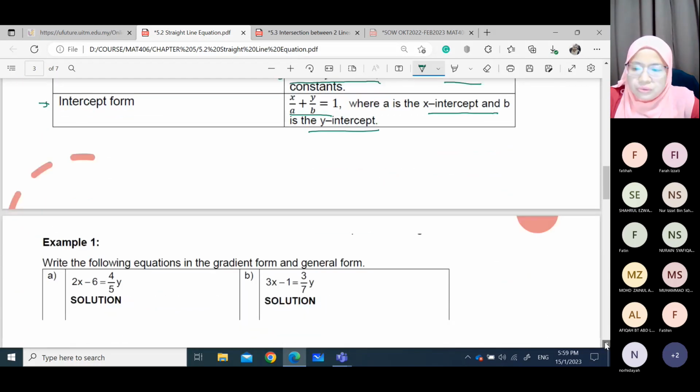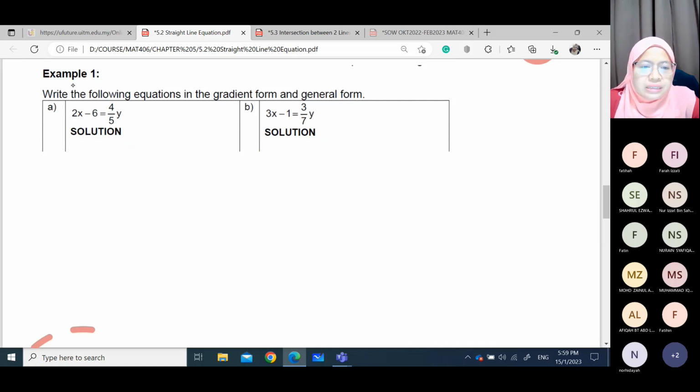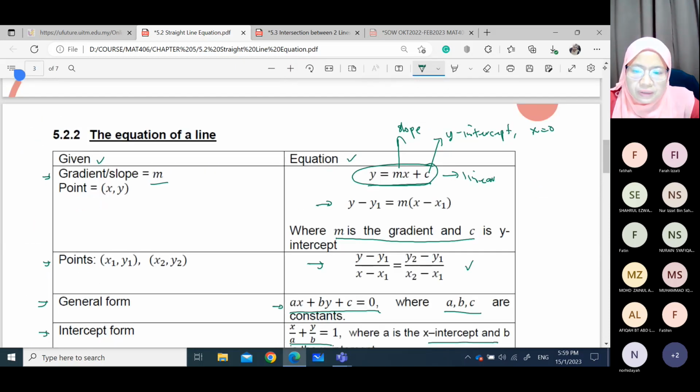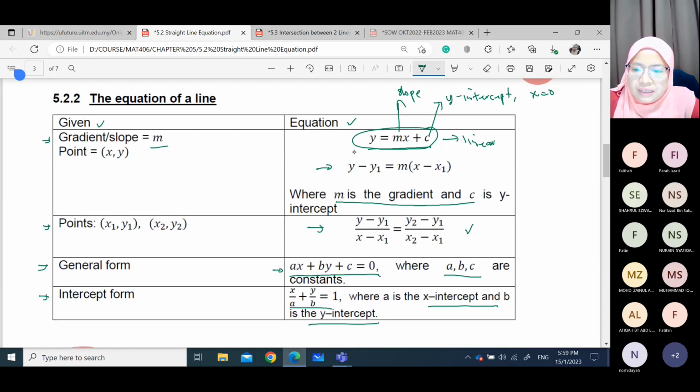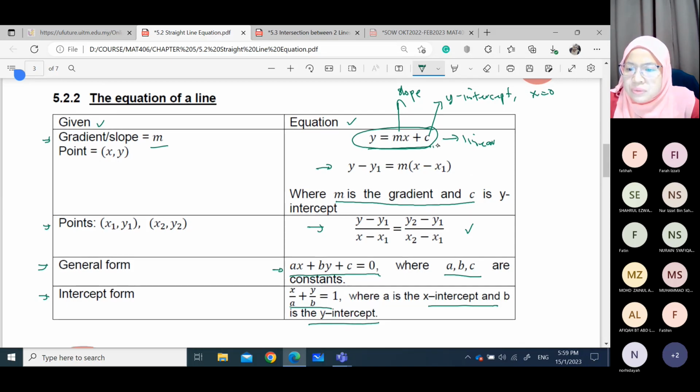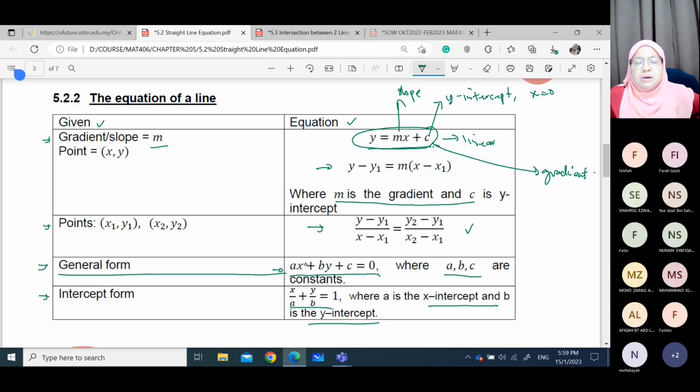Kalau boleh kita tengok contoh. Okay. Right, so look at this example. So in this example, we need to write the following equations in the gradient form and general form. So gradient form yang mana? Gradient form yang ini. Okay, y equal to mx plus c. So this one is a gradient form. Okay, lagi satu dia nak general form. So general form in this one. So yang ini adalah general form. Ax plus by plus c equal to 0. So a, b, c are constant.